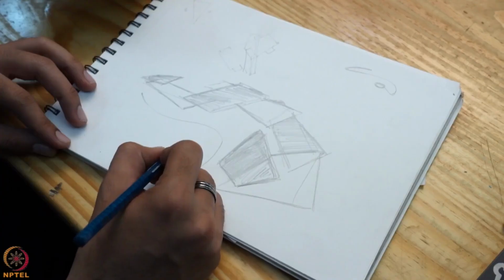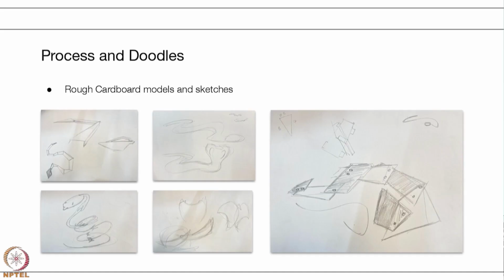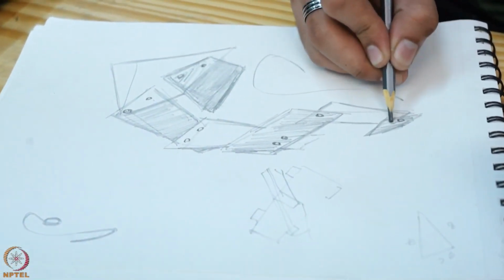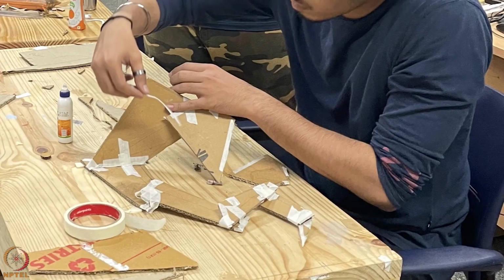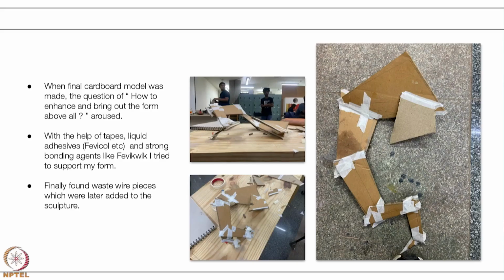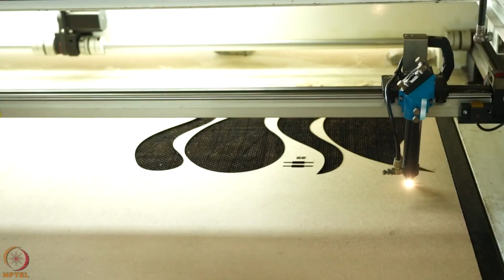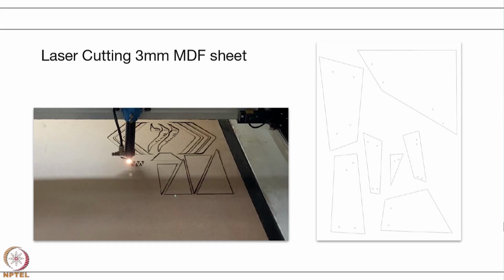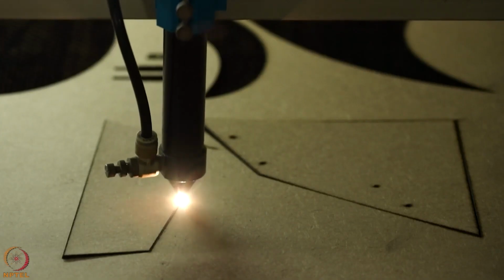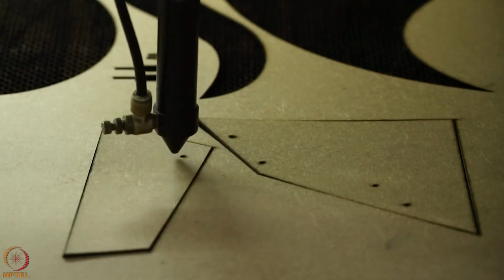These are the rough sketches I made for the abstract animal, for the snake. It was a lot of doodling and thinking. And then these are the cardboard models you can see over here. Again, I chose the slithering movement, you can see over there. And we used MDF sheets, which were kind of hard, and 3 mm thick. We did laser cutting and used it.